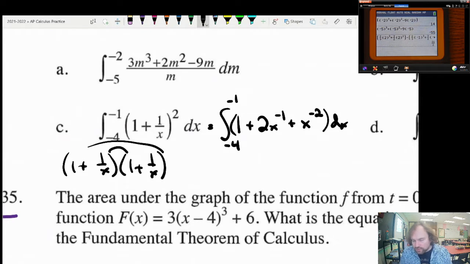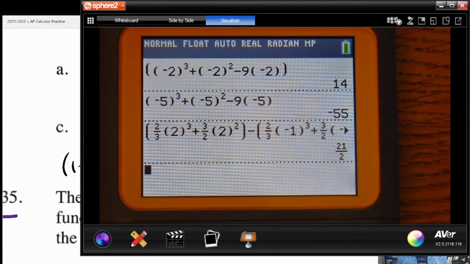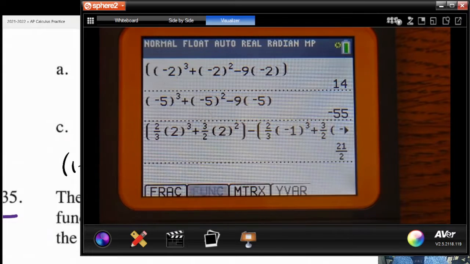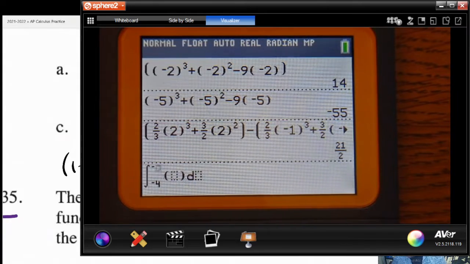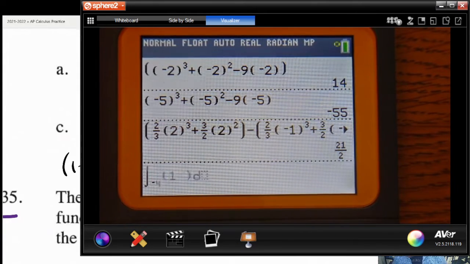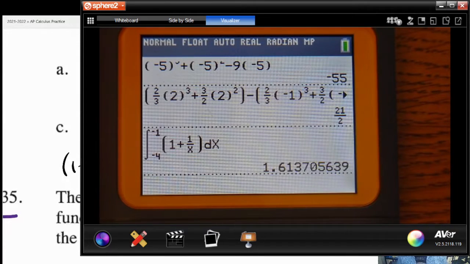Now that's all well and good. At this point, you could do the antiderivative and plug in your -1, -4. But let's remember how to do this on the calculator. I'm just going to do the original integral right here. Alpha f2, find the integral. We're going to go from -4 to -1. We'll do 1 plus fraction 1 over x dx. And that's all we really got to type in. It's going to be a decimal anyway, so I'm not really concerned about that answer.